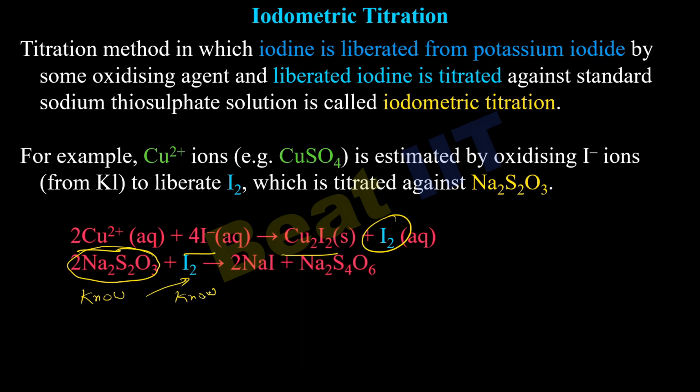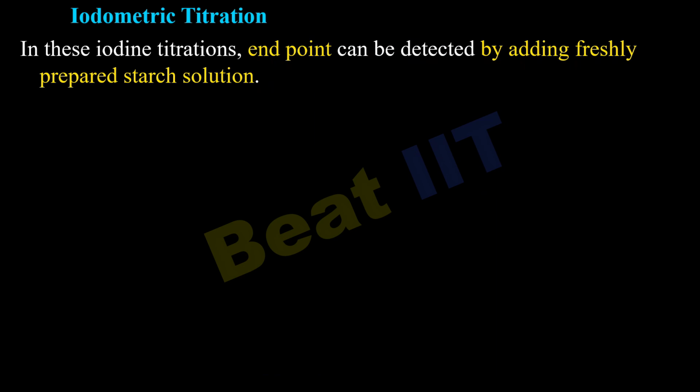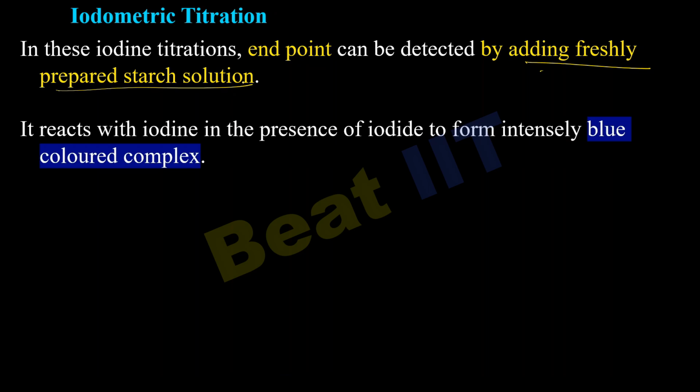So we calculate this one. This is also known now. So now iodine is known. We know the relationship here also, meaning we can calculate how much copper sulfate was used. In these iodine titrations, the endpoint can be detected by adding freshly prepared starch solution.